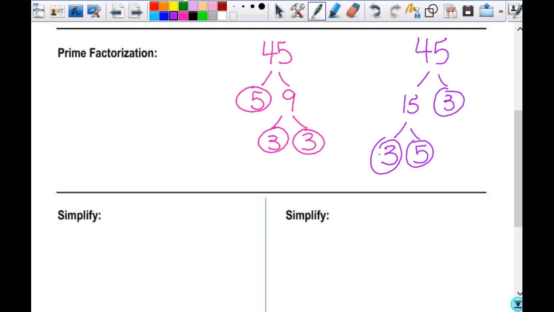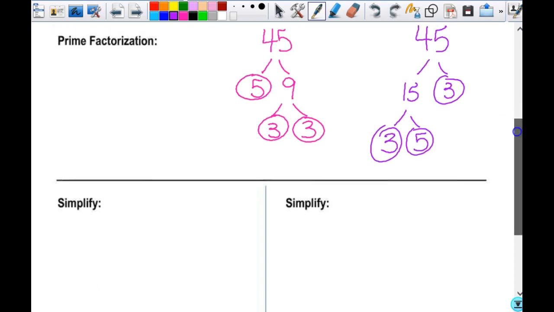So no matter if we start differently, in the end, our trees may look different, but our endpoints of our branches should all be the same. Okay, does that make sense? All right, so let's simplify some.